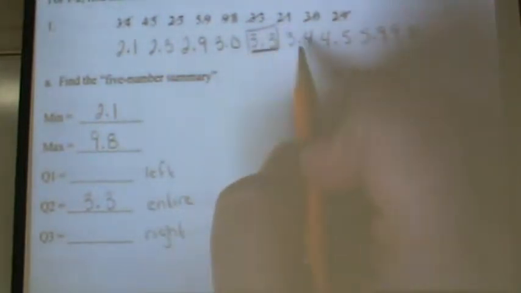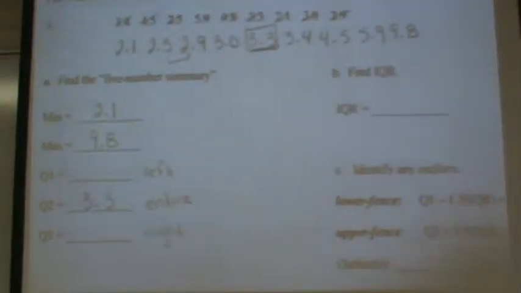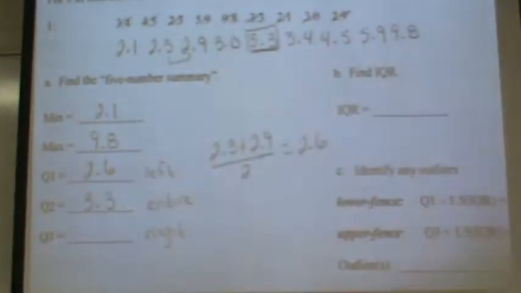Now Q1. Since we have this exact middle spot, this is not included in either our right or our left median. So we have just these 4 digits for our left median and these 4 digits for our right median. So we need to find the middle number of these 4 digits. So we're going to average the 2.3 and the 2.9. So 2.3 plus 2.9 divided by 2. That gives us 2.6. So our Q1 value is 2.6.